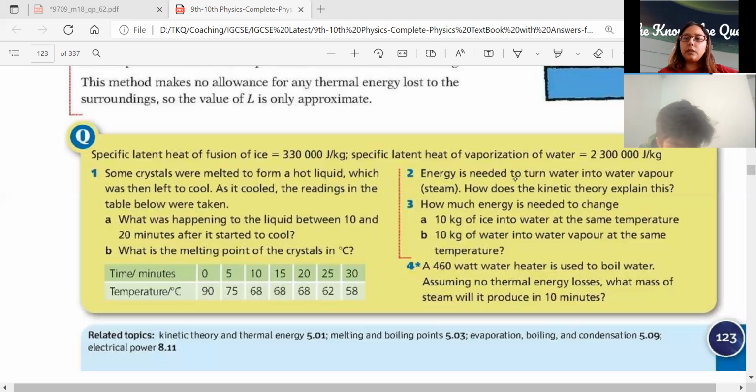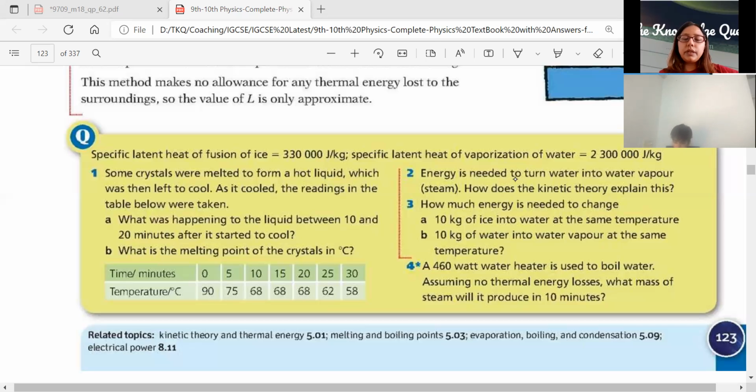Second question. Energy is needed to turn water into water vapor. How does the kinetic theory explain this? Well, kinetic theory says that the particles move around a little in liquids and they move around a lot more in gases. And this moving around is basically stored up kinetic energy in the particles. So as you heat it up and supply it with more energy, the particles move around faster and then I guess at one point change state into gas.